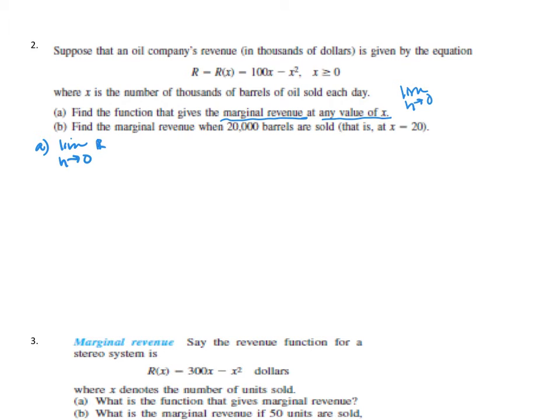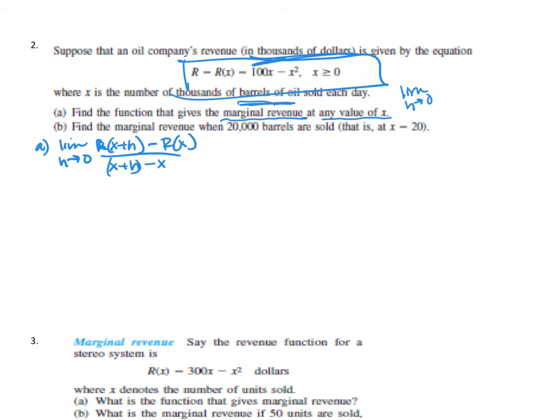I'm going to do some r's here, you guys, because we're talking about the revenue function. And I suppose I should have shown you that right at the top up there. So here we have our revenue function in thousands of dollars given by this equation of the number of barrels of oil sold each day. So again, when we're doing marginal, we're talking about that limit.